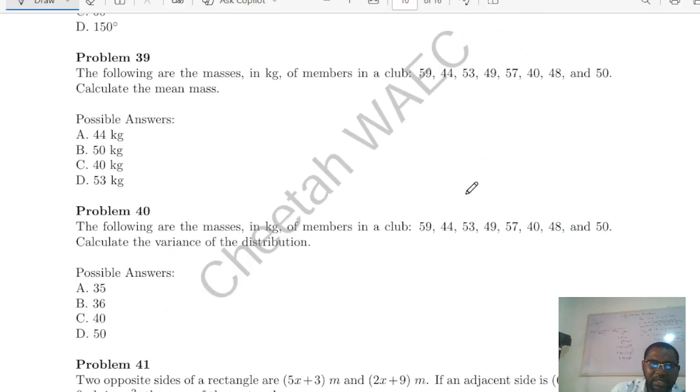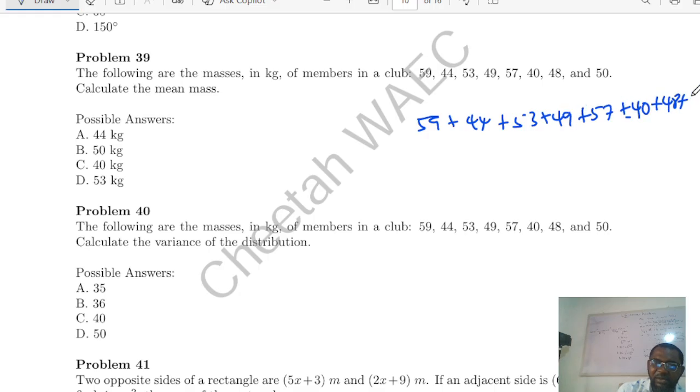Okay, so that now leads us to the next one. It says the following are the masses in kilogram of members in a club. Calculate the mean mass. Ouch. The mean mass is simply 59 plus 44 plus 53 plus 49 plus 57 plus 40 plus 48 plus 50, all over 1, 2, 3, 4, 5, 6, 7, 8, all over 8.